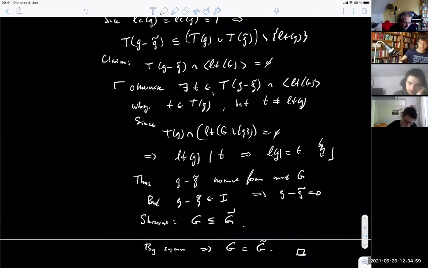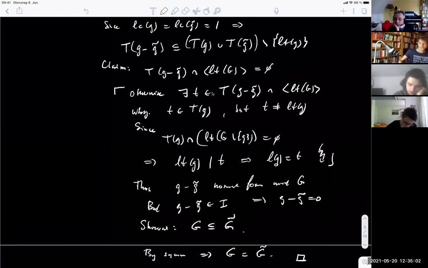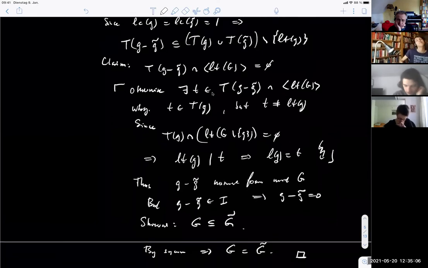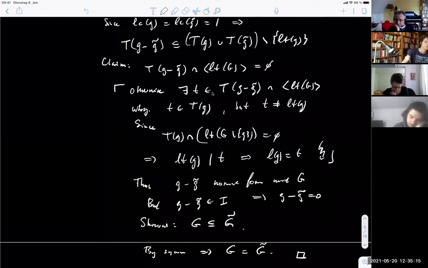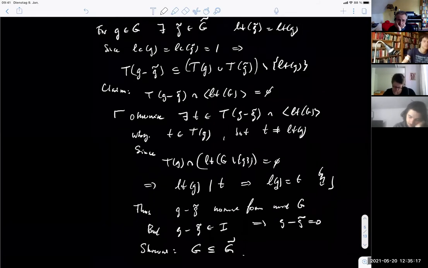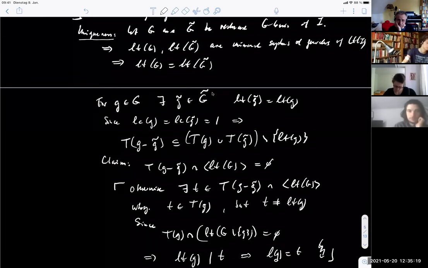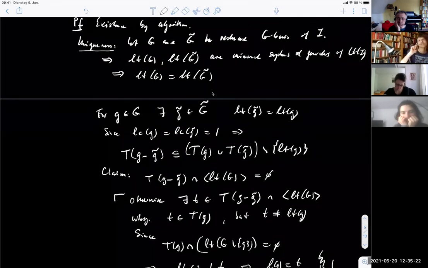Okay. Are there questions on that? Maybe one little question. I didn't fully understand at the beginning. We said that leading terms of G, leading terms of G twiddle are minimal systems of generators. So they are equal. Could you explain why? Right. This was actually used before.